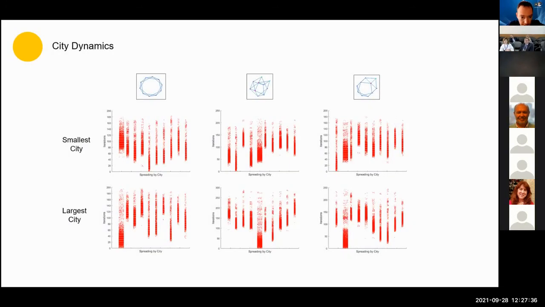So this is how it looks. And this is the most interesting part, and I will compare it with the real situation. So you have the smallest city. Look at this.